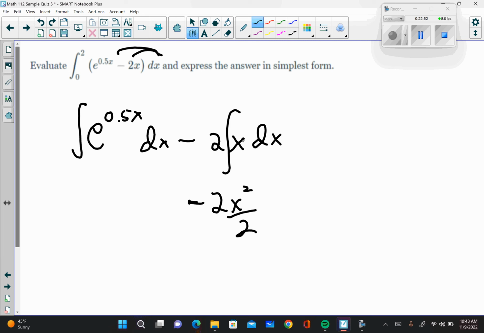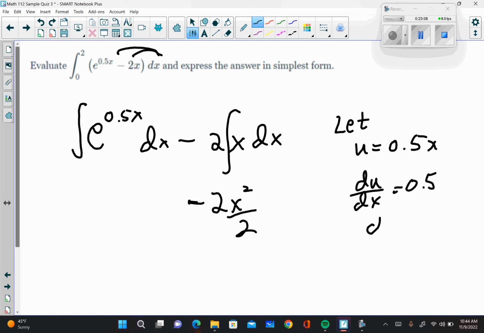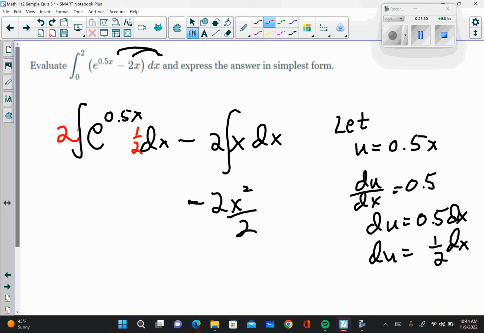But for the first integral there, we have to use integration by substitution, where we let u equal this exponent, 0.5x. So derivative of u with respect to x, the derivative of a number times x is just the number. So du equals 0.5 times dx. Or you could say du equals 1/2 dx. 0.5 is the same as 1/2. So dx, we need it to say 1/2 dx. So what we say is you can write in a 1/2 here, as long as you write the reciprocal of that red number out here.